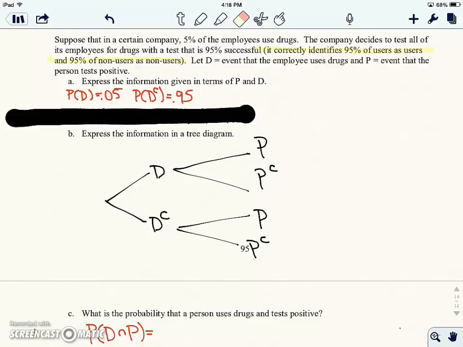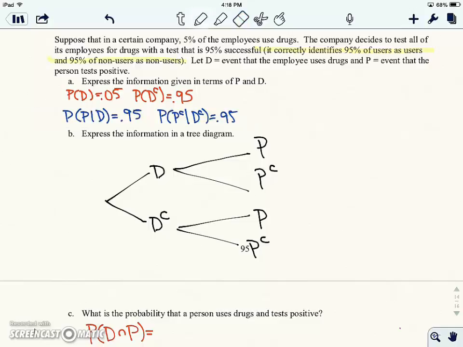Well, the probability of using drugs is 5%, which means drug complement is 95%. And then the probability of testing positive given you use drugs is 95%. That comes from here. It correctly identifies 95% of users as users, so positive would get a positive. And then a non-positive, if you don't use drugs, you would get a non-positive, so that would also be 95%.